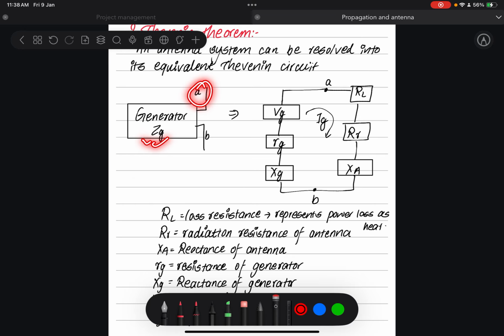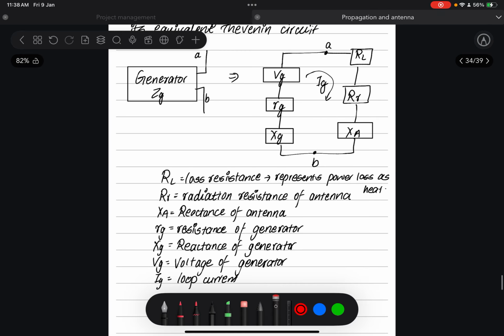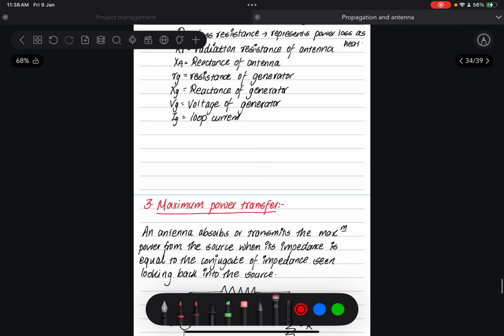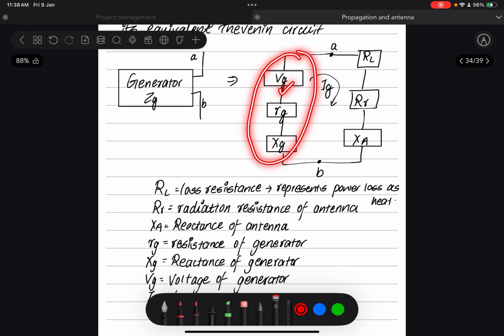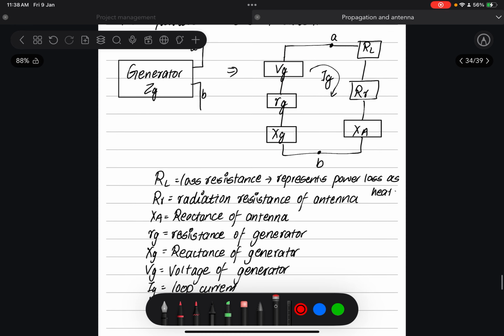Here we have a generator and antennas A and B. So let's resolve this. You just have to memorize it in most cases. Let's see the generator side. VZ is the voltage source of the generator, RZ is the resistance of the generator, and XZ is the reactance of the generator.